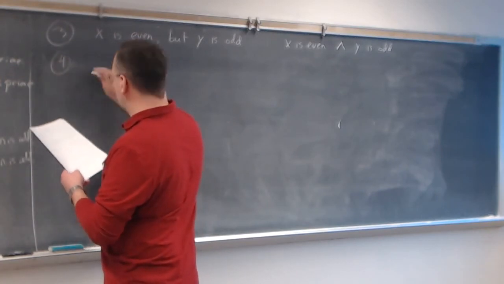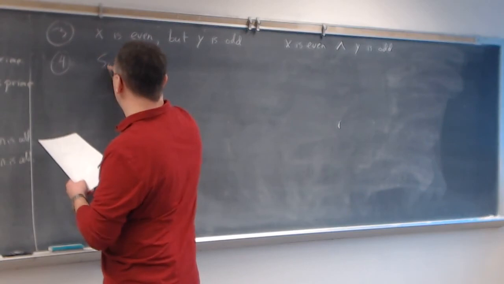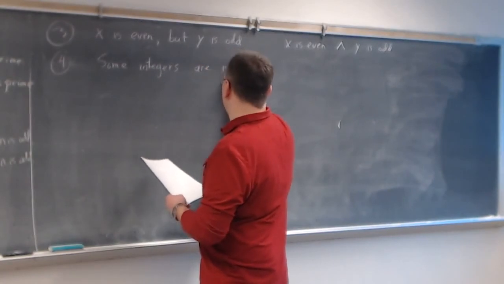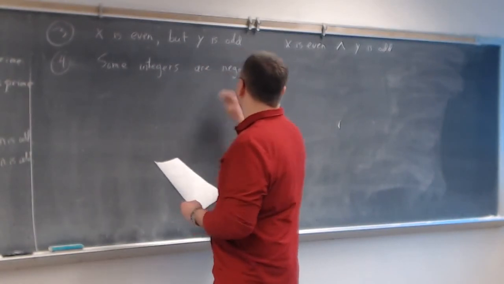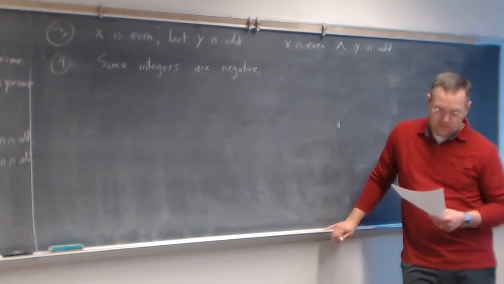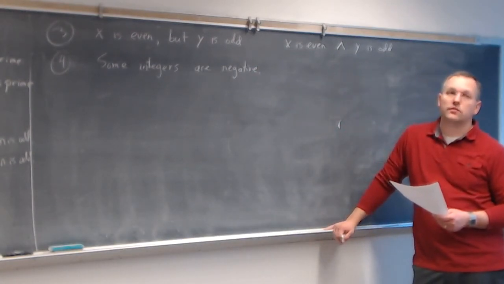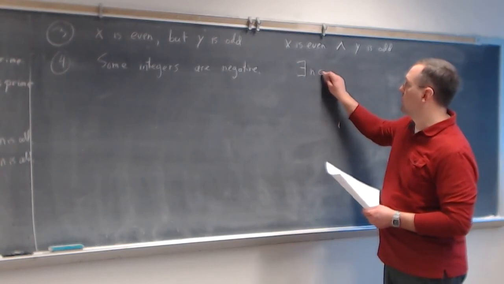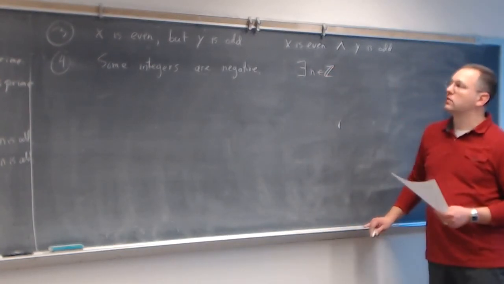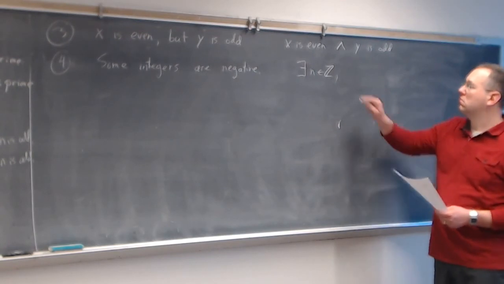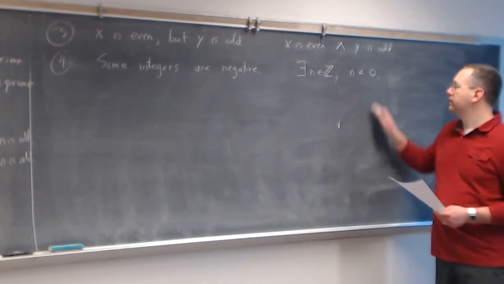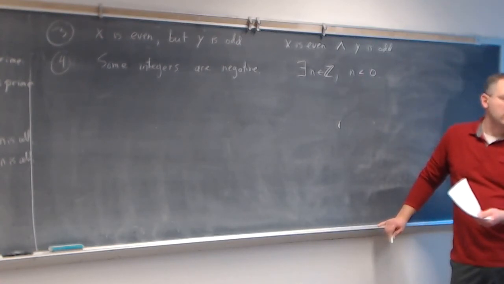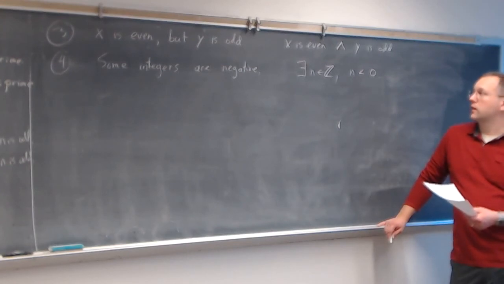Here's your quantifier statement. How about this? Some integers are negative. There exists an integer n such that n is less than zero. I like it. Being negative means that it's less than zero. Right? Some integers are negative. There exists an integer n such that n is less than zero.